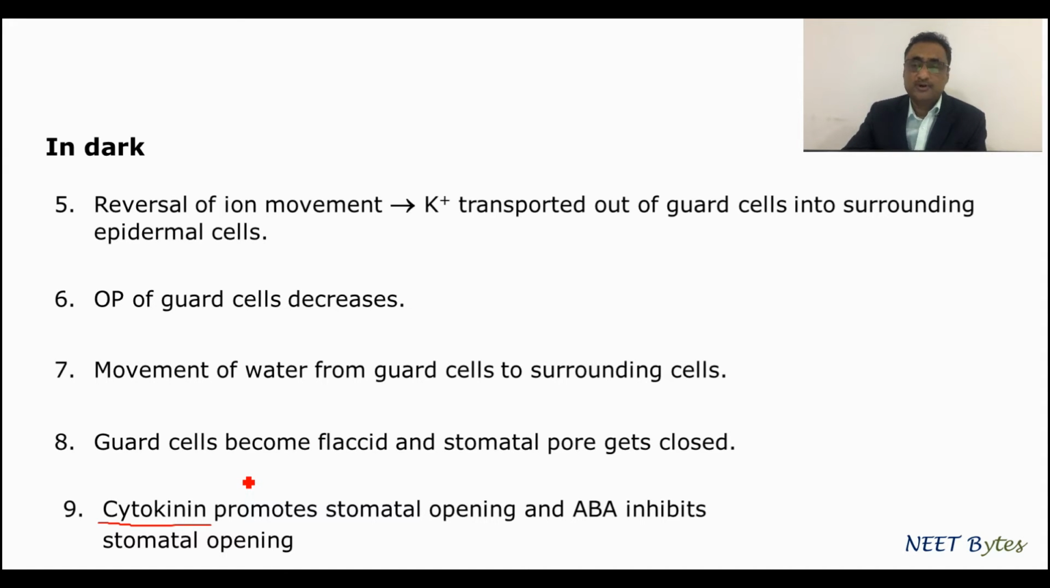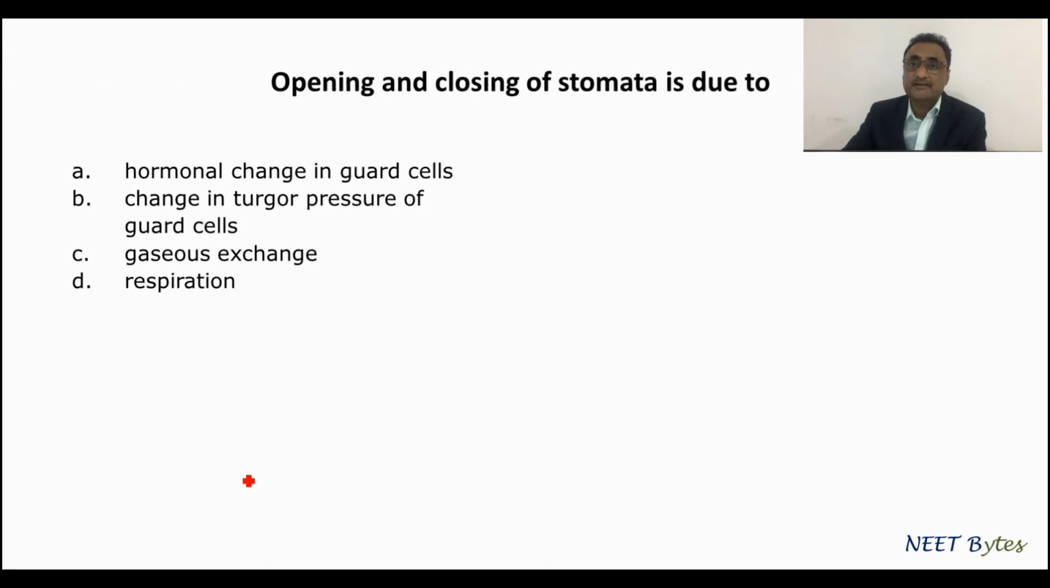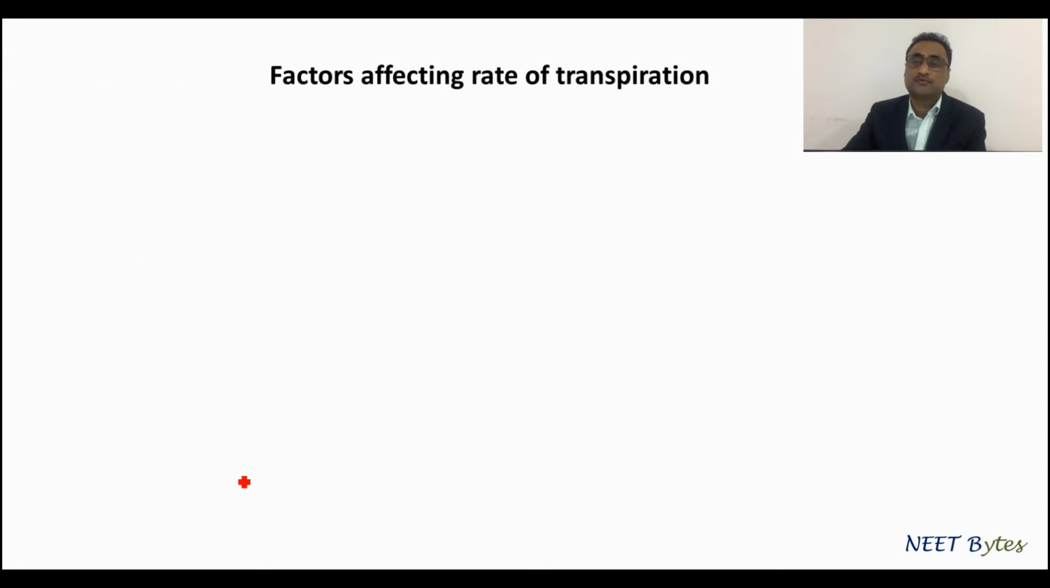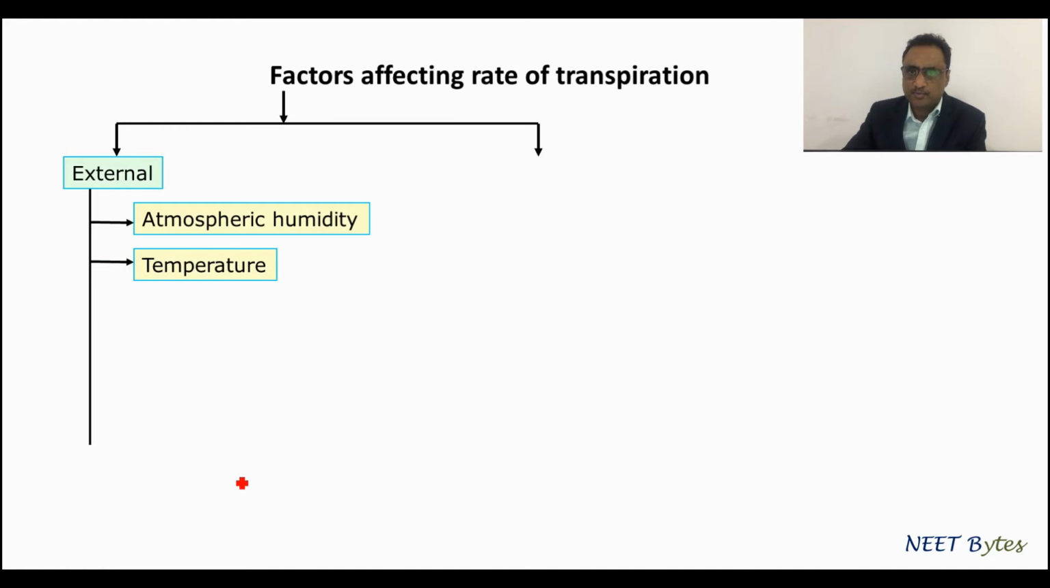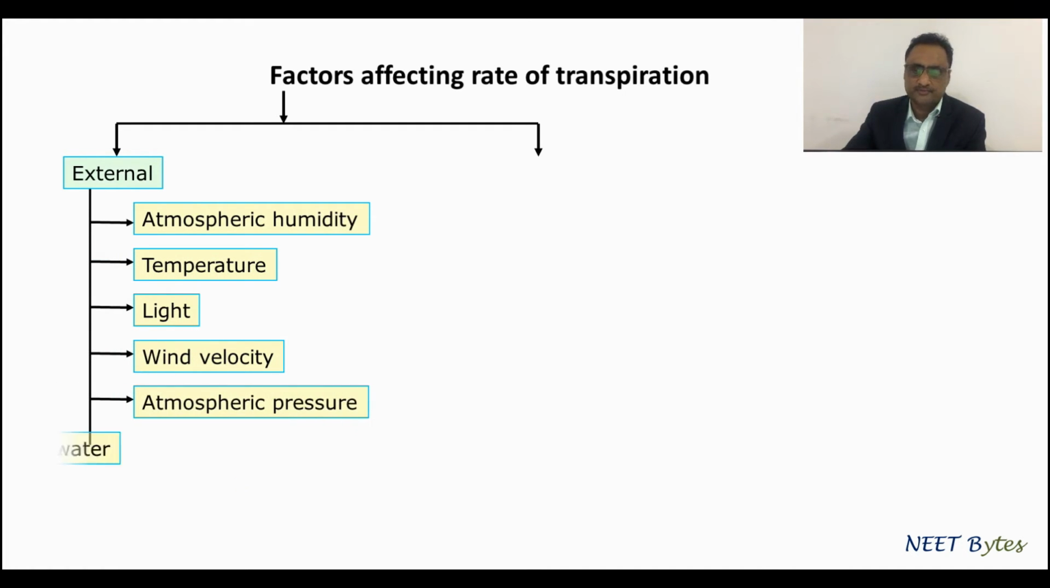So let's talk about what are the factors that are responsible for influencing the rate of transpiration. We can divide the factors into two categories, what we call external factors and internal factors. But for all practical purposes, it is the external factors that have more significance. So we will concentrate here only on the external factors.